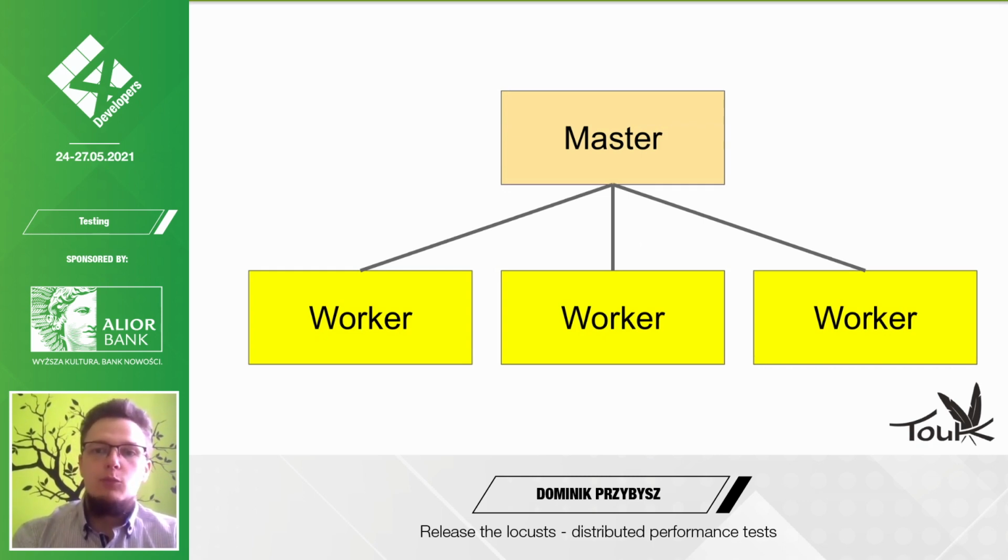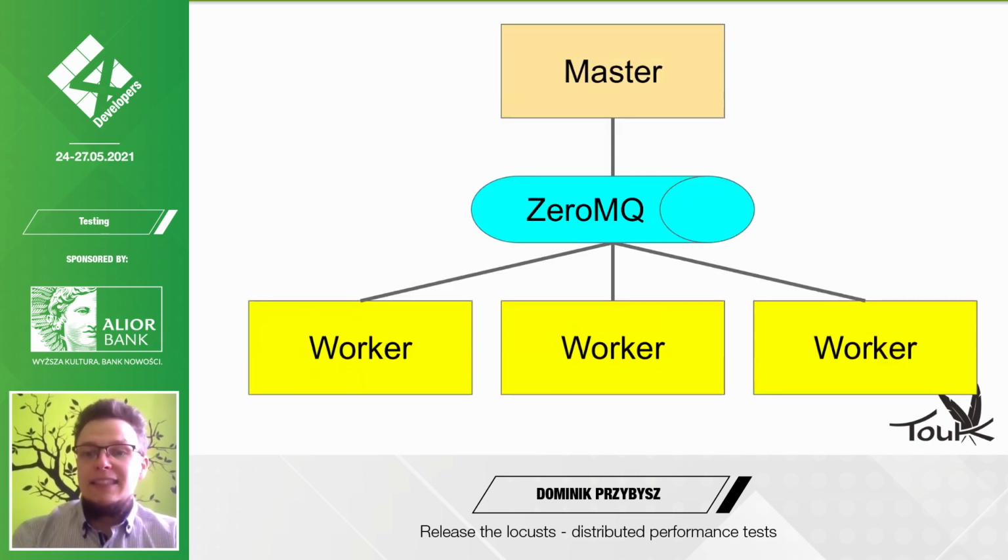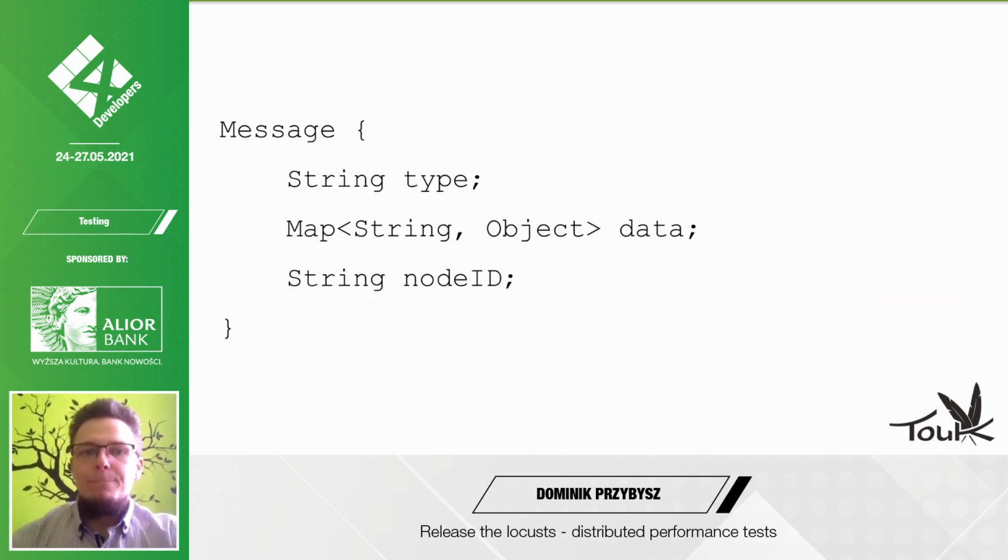Communication between master and workers isn't synchronous. In between, we have ZeroMQ, so we are exchanging messages on some messaging queues, and everything is asynchronous. The messages that the Locust framework is exchanging between those components could look like this. First, we have some type. Based on this type, we have some set of parameters, additional information that we have to set for such a message. And we also have information about who is the sender of this message.